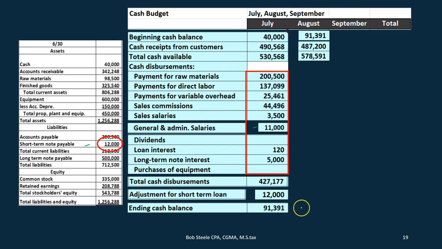Same ideas though. We got the cash receipts from customers. I won't go back and pull that, but we're going to pull it from the same place we pulled this. And then if we add these two up, we've got the total cash available. Then we're going to go through our disbursements. So we got first payments for raw materials.